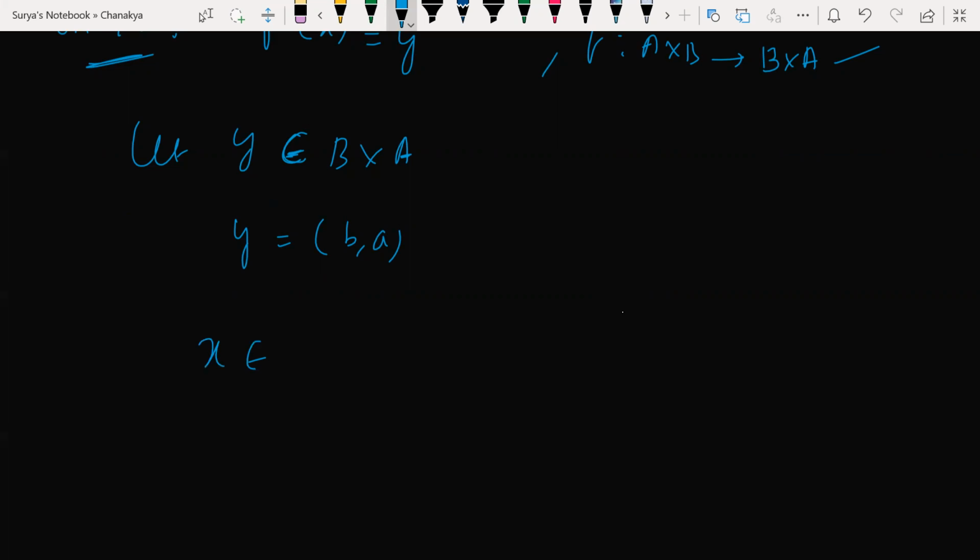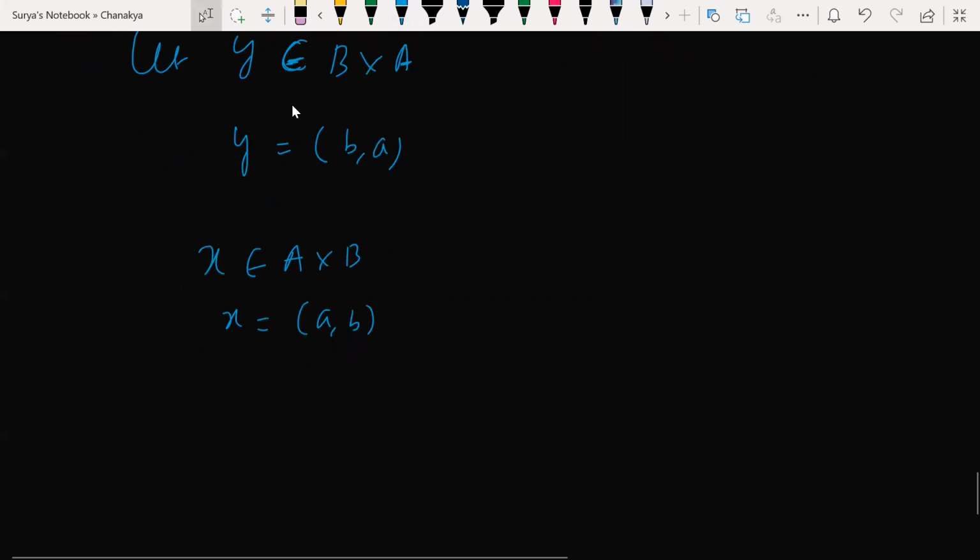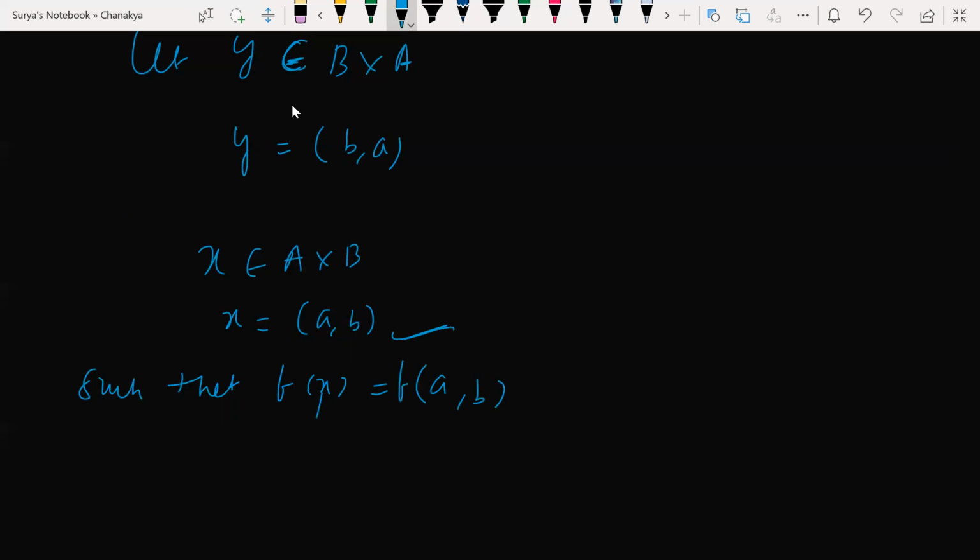Now, if x belongs to A cross B, then x is going to be a comma b. Correct? For proving onto, you have to show f of x is equal to y. Now, what you have to write is such that f of x is equal to what? F of a comma b, isn't it? So f of x is equal to f of a comma b, which is b comma a. Why? Since f of a comma b is given as b comma a.